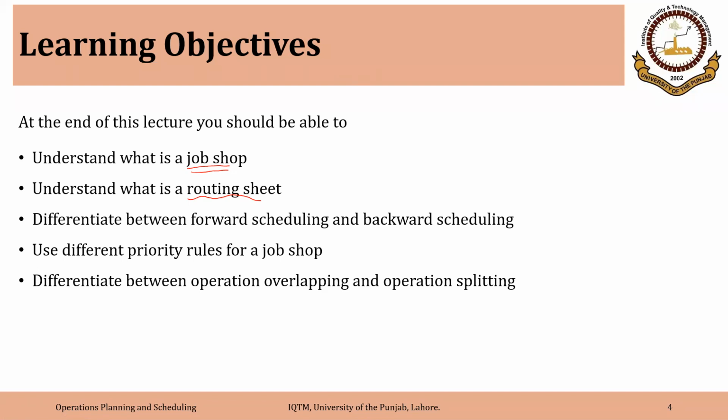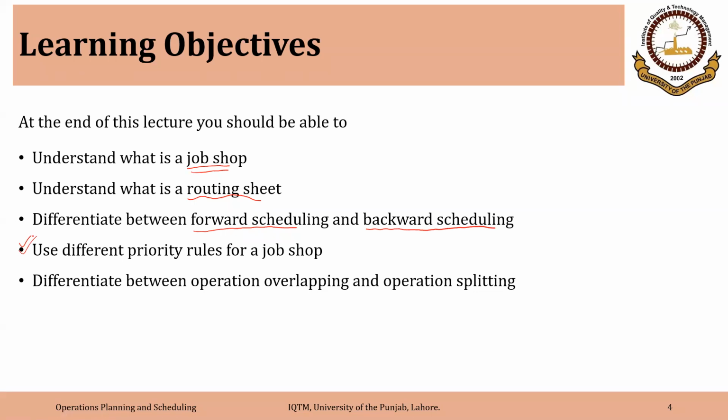There are basically two types of scheduling in job shops. We have forward scheduling and we have backward scheduling. In fact, these two types of scheduling are there in projects as well, but they have different names there. Then we will discuss different priority rules for a job shop, and we will be spending more time on this, how we can actually prioritize the jobs at a certain workstation once there is more than one job to be processed on the same workstation.